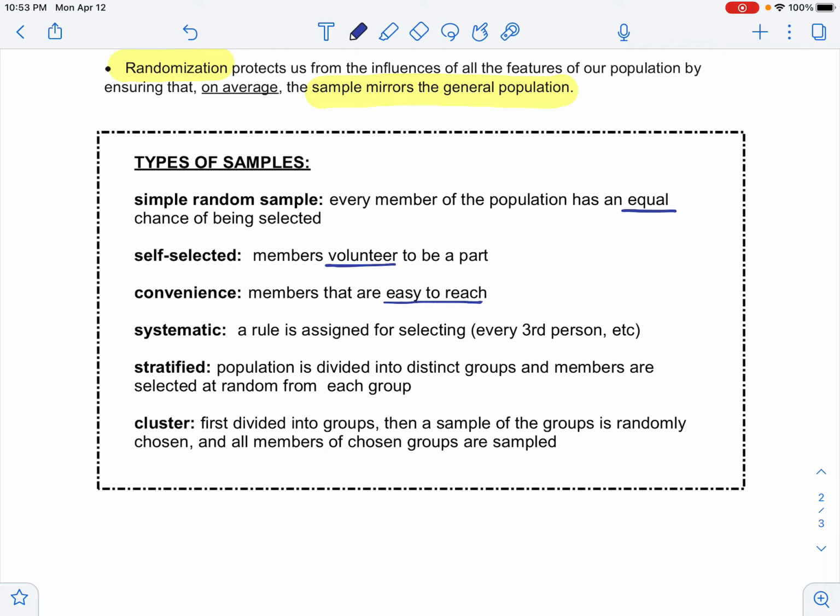If I were to conduct a convenience sample, I might just ask the students in my class. If I were to ask you guys my questions, that would be a convenient sample because it's easy for me to get in touch with you versus conducting a sample and having to choose students from all over the school.